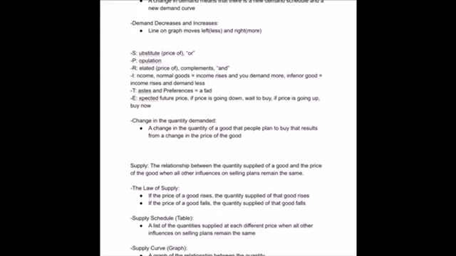E stands for expected future price. So if the price of a good is going down, you're going to wait to buy it, because you know that it's going to get cheaper. So you're trying to get the most value for your money, so you buy it at the lowest price. And then the opposite: if the price is going up and you know it's going to keep going up, you want to buy it now, because then you're not spending more money later.